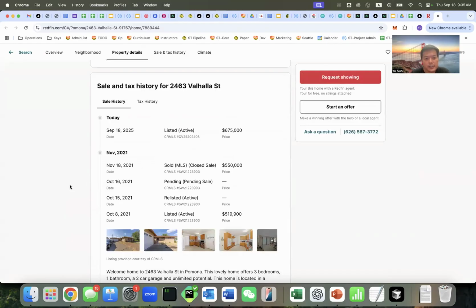Anyway, so you can look at this one. Back in 2021, when this house was last sold, it was sold for $550,000. But now, 4 years later, they're trying to sell this one for a lot more, $675,000, which is 20% more. Because the market goes up, because of inflation, the house is going to be worth more than before. So this is actually super important, guys.